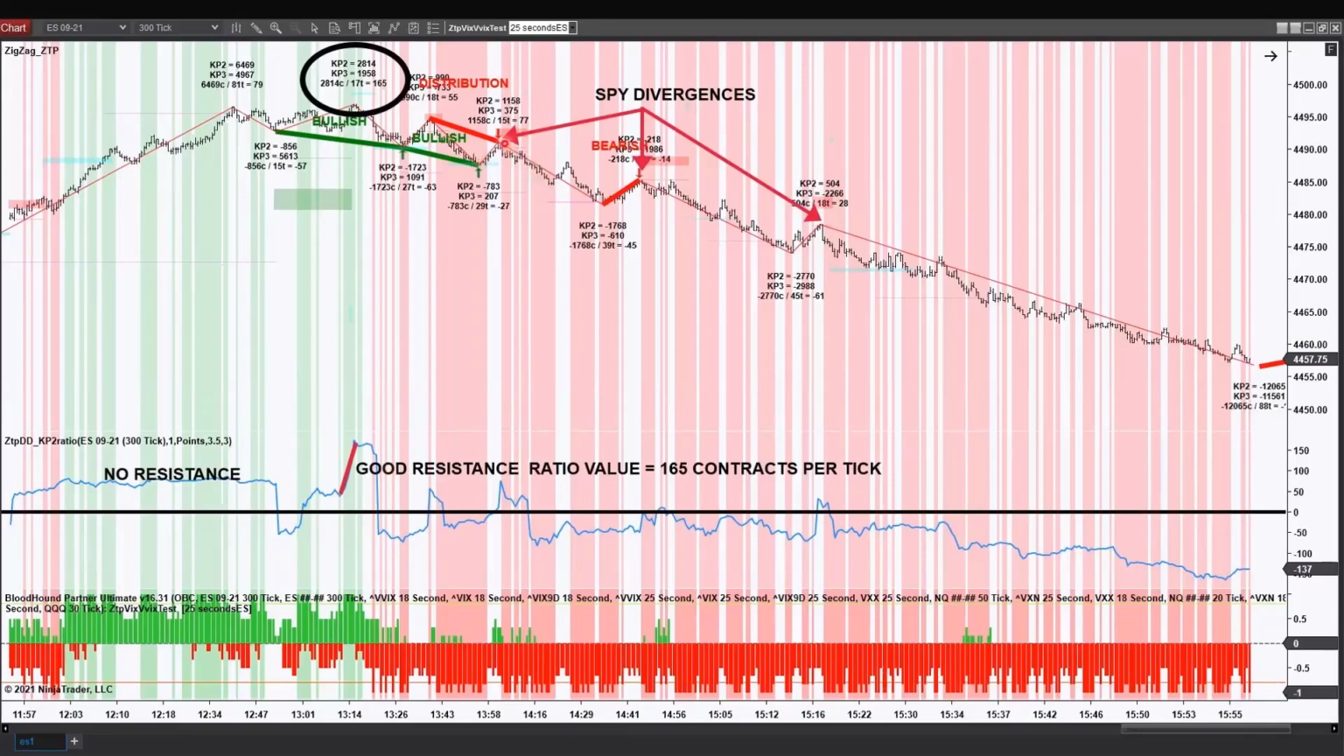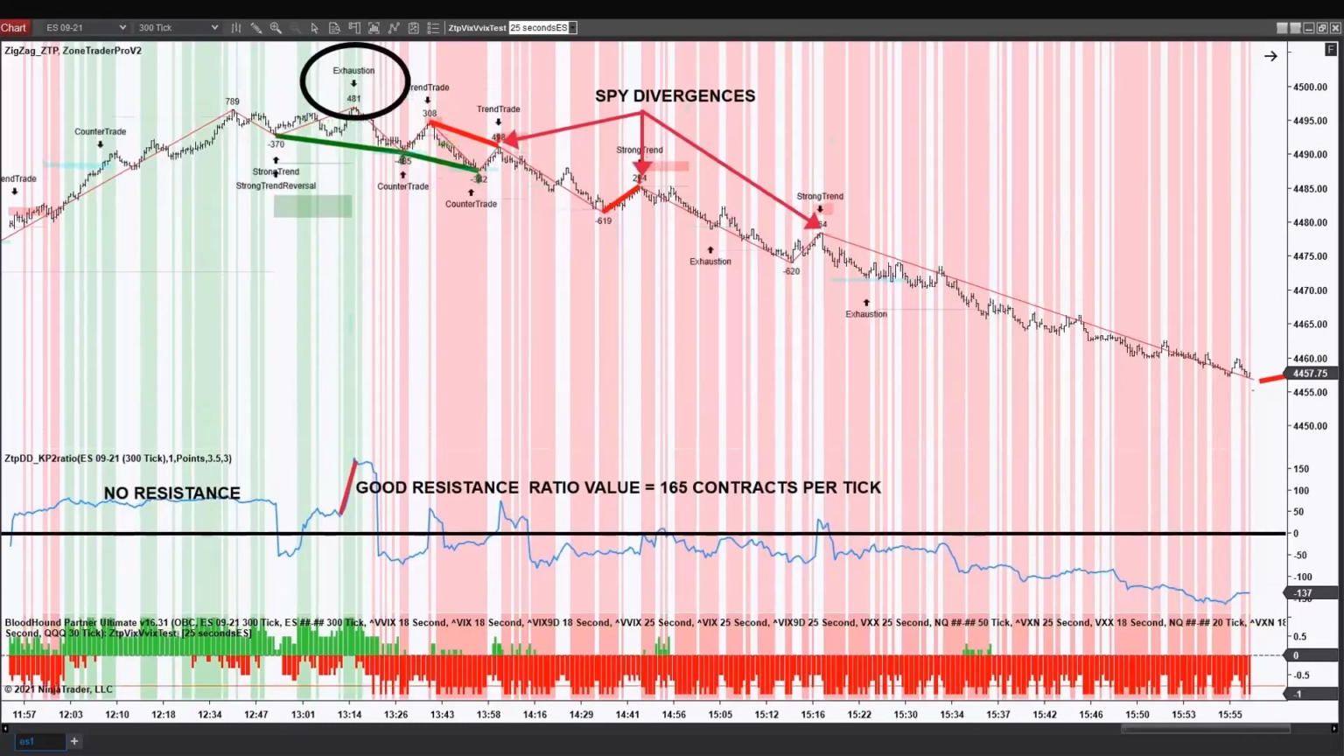Now, you also notice that we have two ES divergences right here. And you'll notice that I noted that we had SPY divergences at these three locations here. When I talk about these ratios, I've done several videos, and there's basically a tutorial on this that is on the website. Now we're going to put everything together.